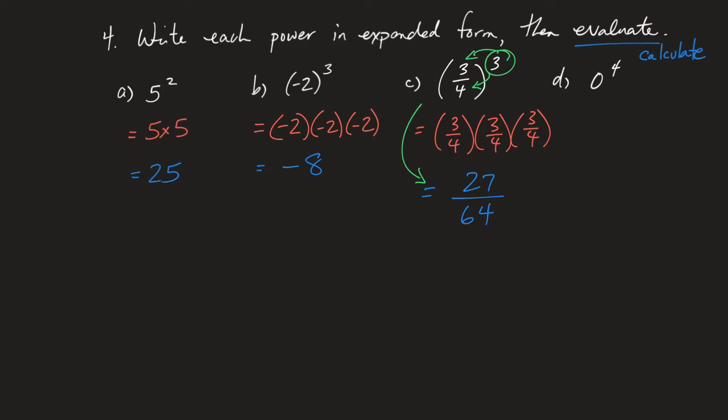Okay, last problem D. I need to write it in expanded form. Well, that means that I'm going to have 4 zeros all separated by multiply. And hopefully pretty quickly, we know 0 times any number is 0. So if I have 0 times 0 times 0, then I still arrive at 0. Okay, hopefully those 4 problems check out. Let's move on to the next one.